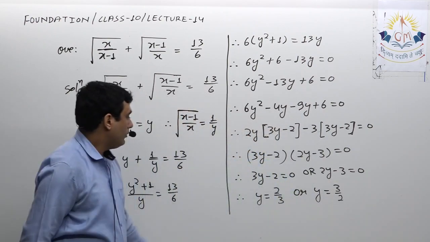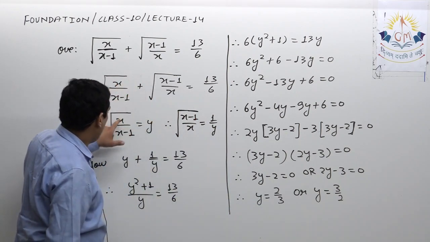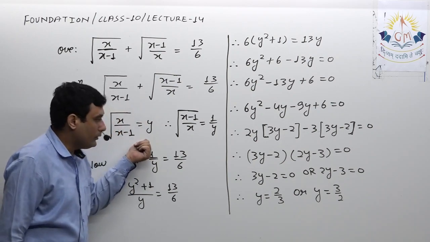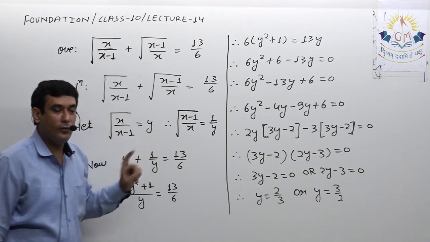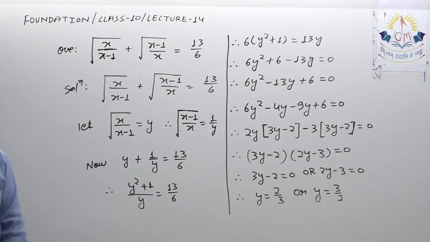Okay, so now for these two values of y, I will solve this. I will put y equal to 2 by 3, and then I will put y equal to 3 by 2. Then I will get the value of x. Note it down up to this point, then I will give you the remaining solution.